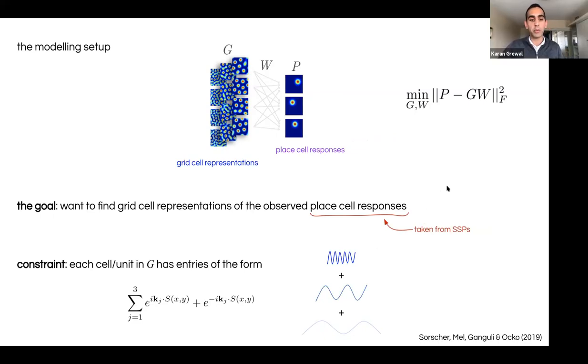So when they talked about their results, they didn't really apply it to any particular task where grid cells would be particularly useful. But I'm guessing that you could say you have some toy task where you have some sort of spatial representations. You could use these grid cell representations that you derive, that you learn from your place cell observations, instead of using the original SSPs that they had before, or any other sort of spatial representation.